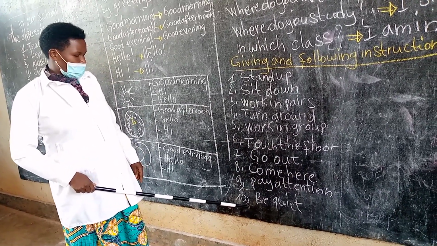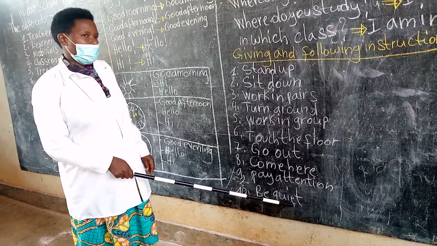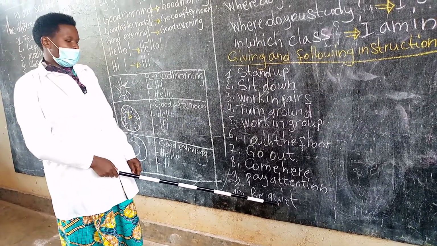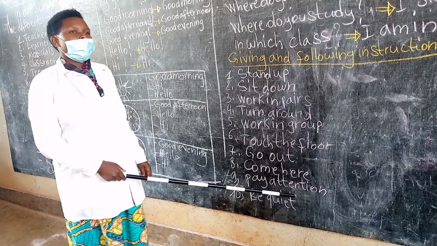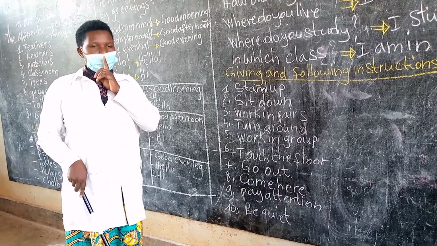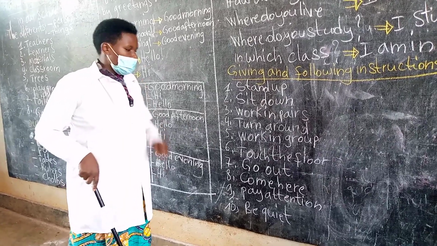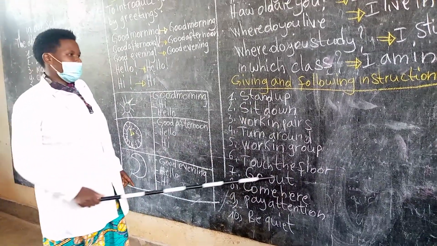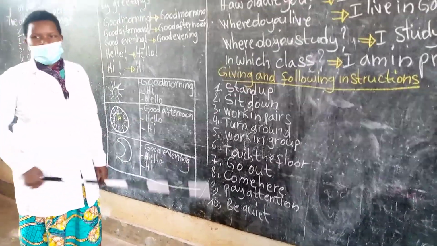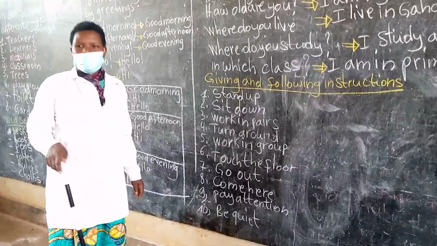Another instruction is be quiet. Be quiet can be used at the same time as pay attention. Be quiet. Pay attention. These are examples of the instructions that you learn.